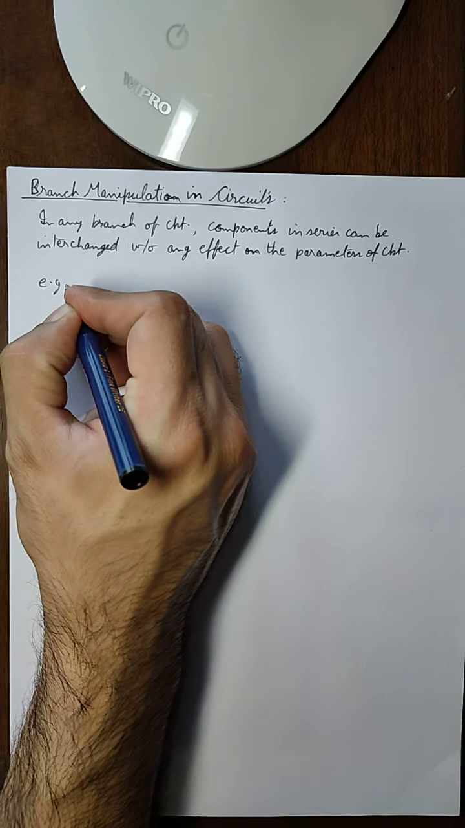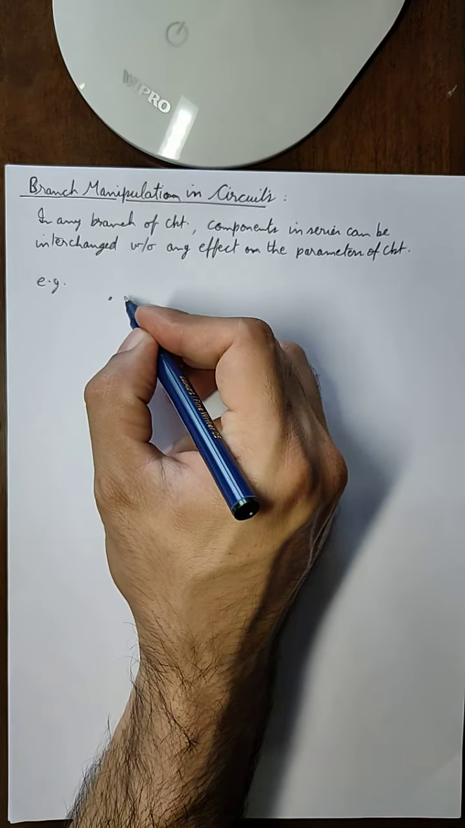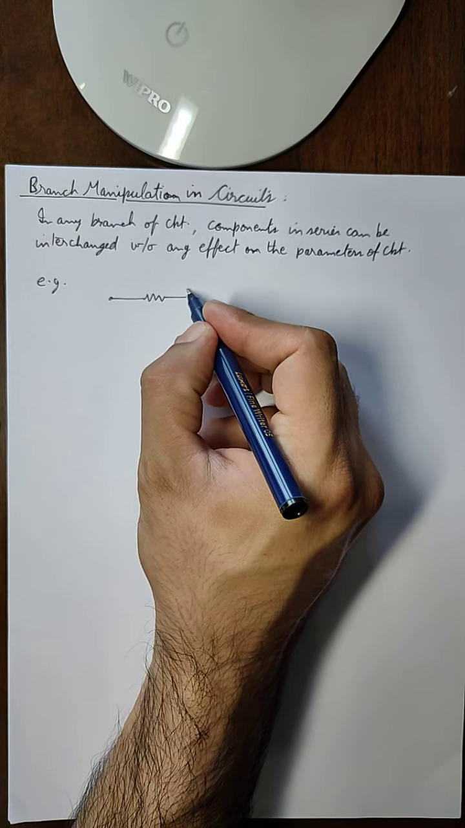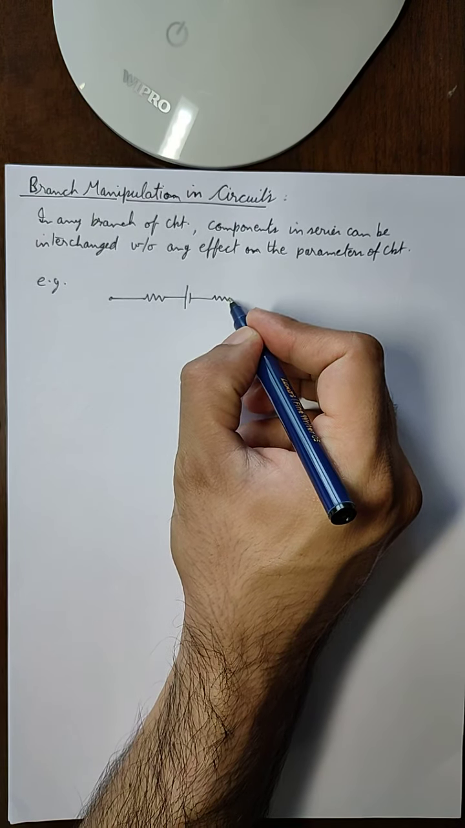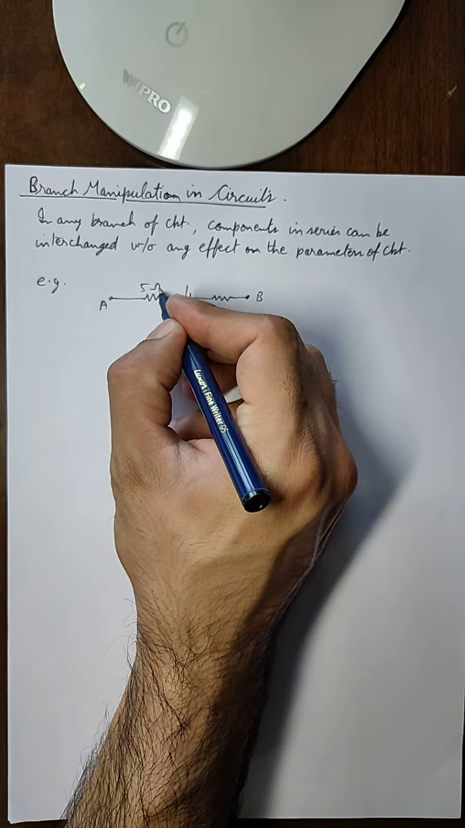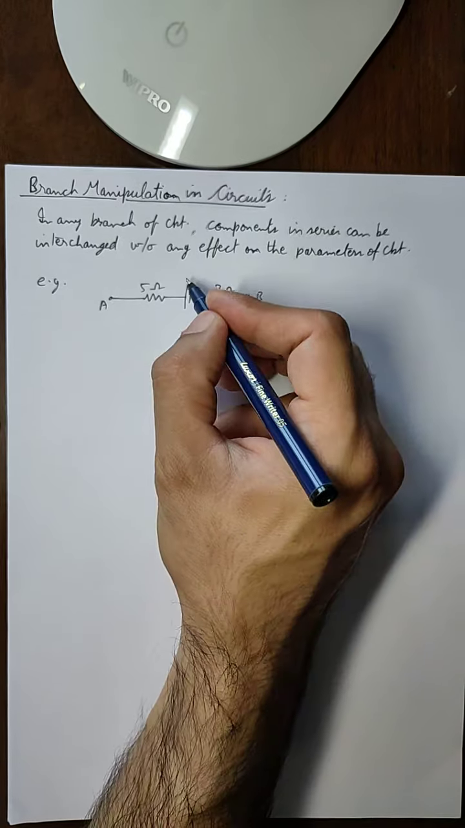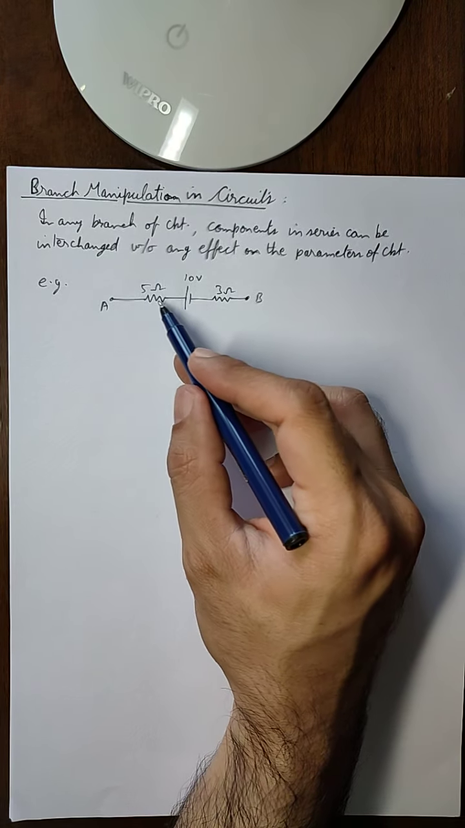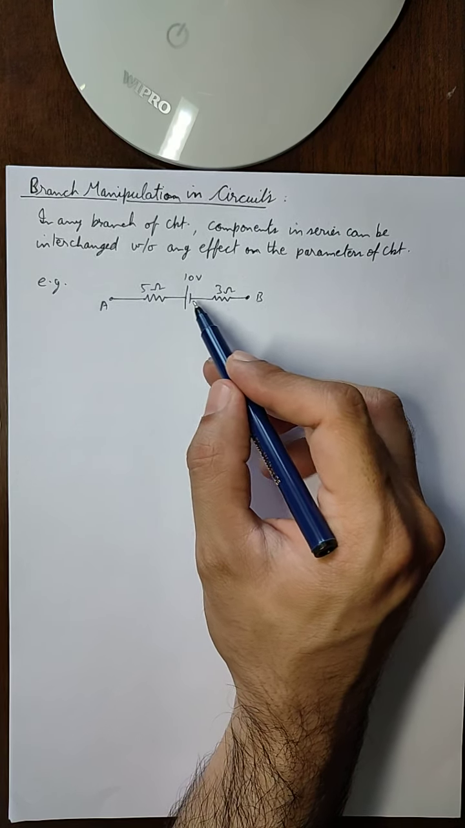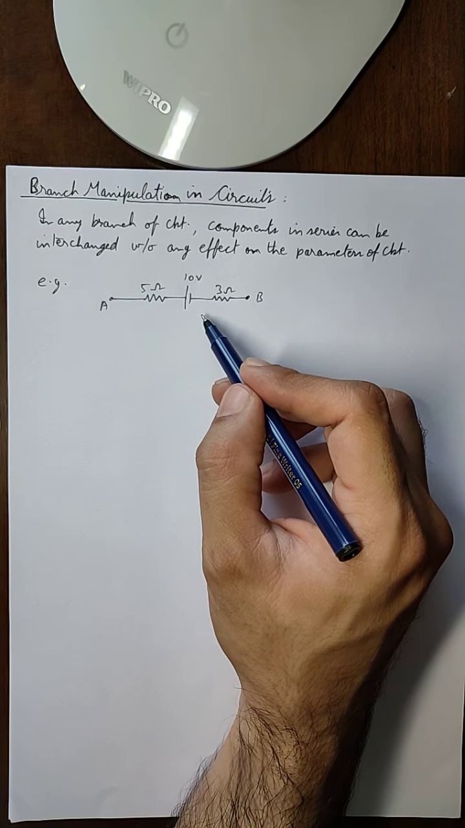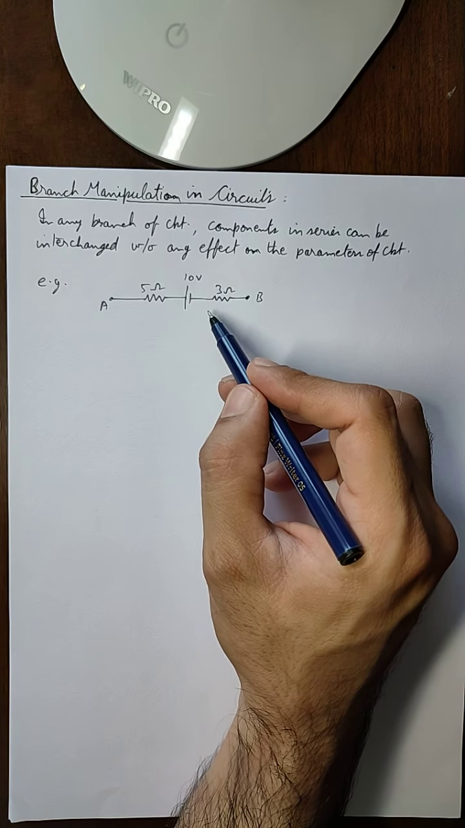I'll take an example. Let us say that we have, now I'm drawing a part of the circuit. This is not the entire circuit. I'm drawing a part of the circuit between terminals A and B, and let us say that we have these resistors of 5 ohm and 3 ohm, and there is a battery of 10 volt. Now we can consider this as a branch of a bigger circuit. This is a small part. All these three components are in series.